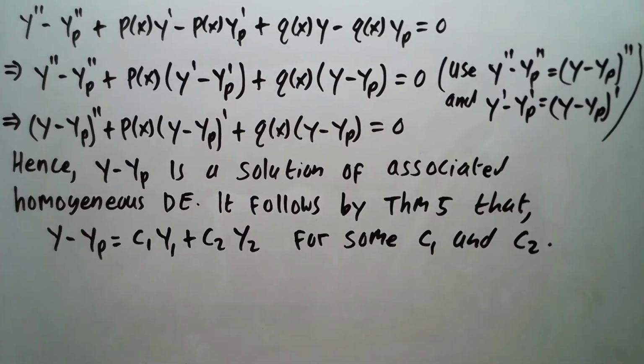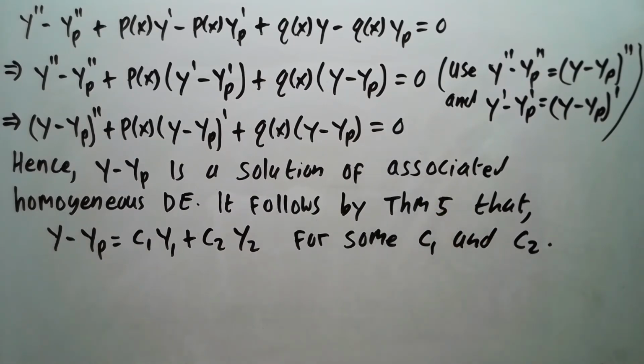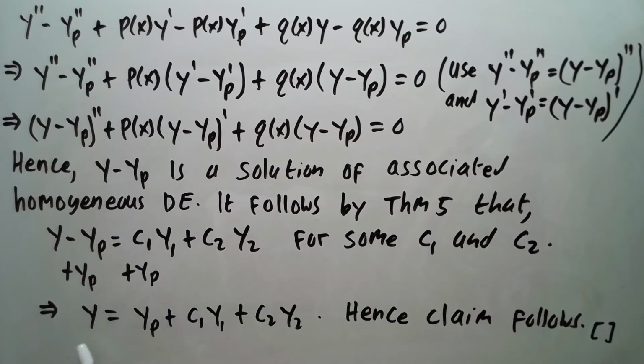So by theorem 5, which is basically talking about the homogeneous differential equation when it's equal to 0, we know that the general solution is given by c1 y1 plus c2 y2. So therefore y minus yp has to be some combination of these two vectors for some c1 and c2. Now we can just move the yp across the equal sign and we're done. Adding yp to both sides, we have our y equals yp plus c1 y1 plus c2 y2. And that's what we're trying to show, so hence the claim follows, so we're done. Okay, so we're done with the theorem. Let's leave the video here.